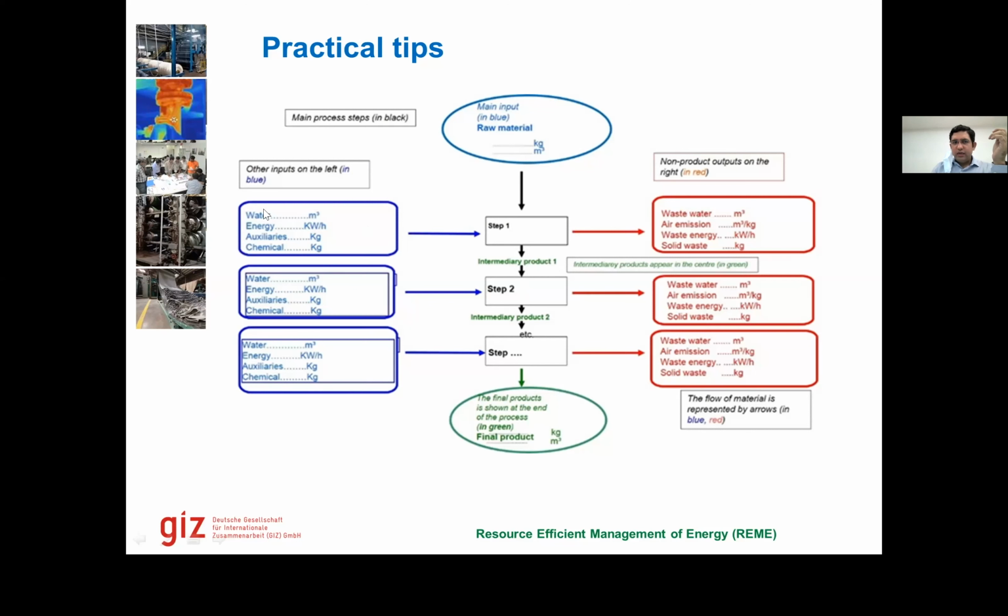So green color is used for the product flow. On the left hand side, we have with the blue color inputs. And on the right hand side in the red color, we have non-product outputs or the wastages as we call them. So in this example, in step 1, there are water, energy, auxiliaries, chemicals coming in. On the right hand side, we have wastewater, we have air emissions, waste energy, and solid waste. So this is how we show them. And if we put quantities as well there, you can see that there are units also attached to it. If we put quantities here, we can already convert them into a mass balance as well as into an energy balance.